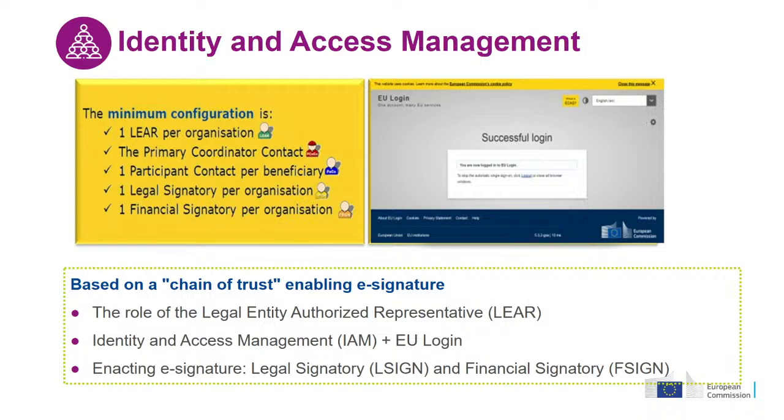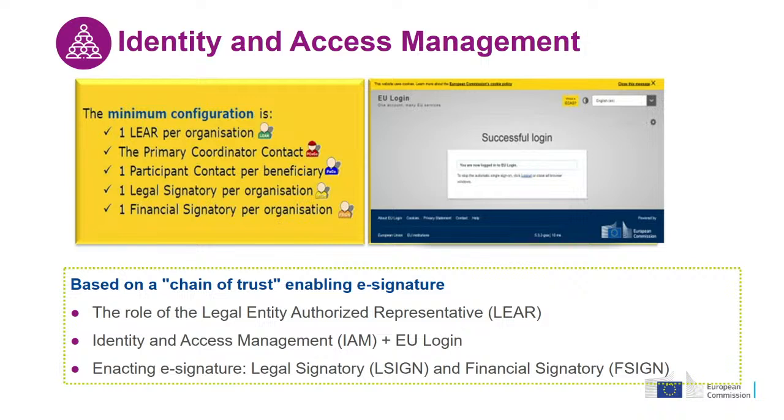We need to have also a participant contact. The most important one, of course, is the one for the coordinator. It is the person who submitted the proposal. This one is already present in the tool. So you need to have a contact person for all the beneficiaries that participate. Then there is the primary coordinator contact, which is the participant contact on behalf of the coordinator, and then you have one participant contact per beneficiary.